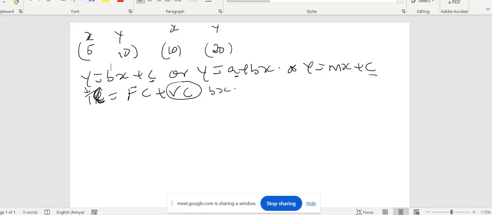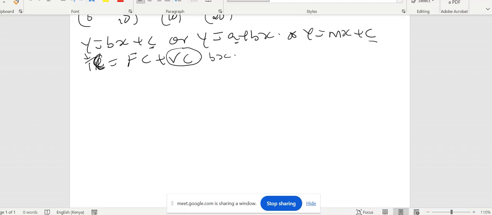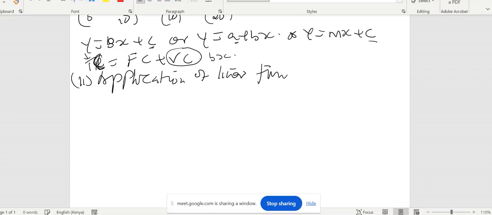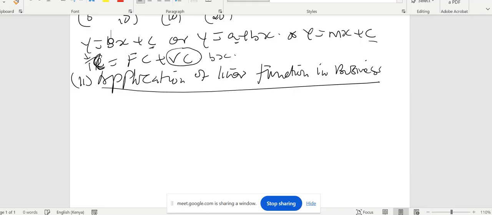Now, what is the business application of this linear function? That's the most important thing. So just write here Roman 2, application of linear function in business.